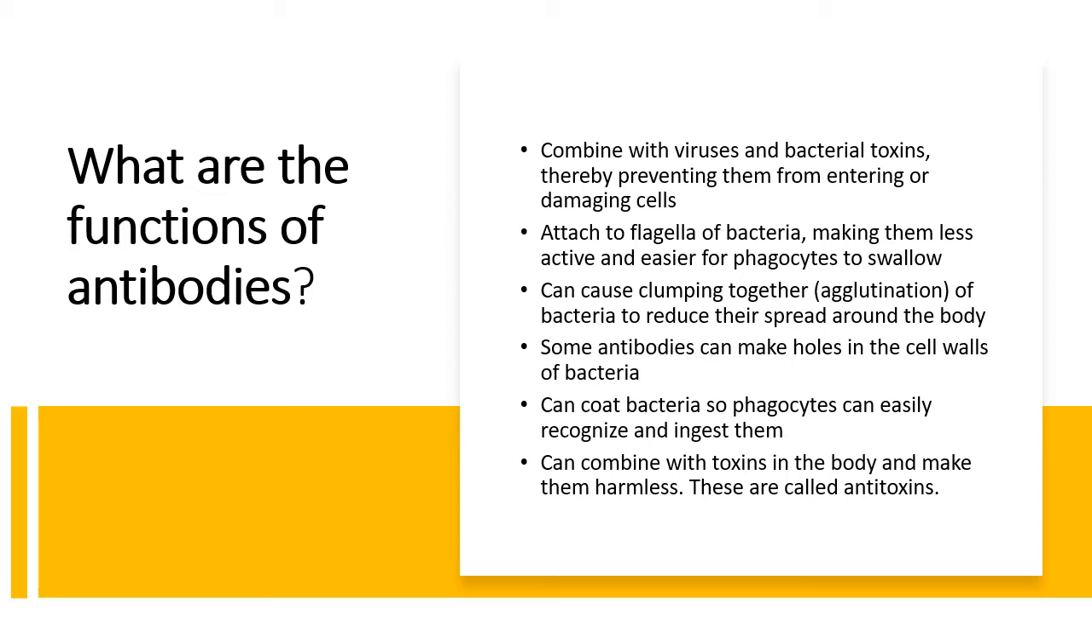Antibodies can also cause clumping together of bacteria, so they can collect the bacteria together and clump them into bigger clusters so that they are unable to spread around the body. And as a result of that, again, the phagocytes are easily able to find the bacteria and just chop them up, swallow them, digest them, and that would be the end of the story. Some antibodies can make holes in the cell walls of bacteria. So this, I think, is what many students tend towards, because they're like, yes, that's what we're talking about. So some of them can make holes in the cell walls of bacteria.